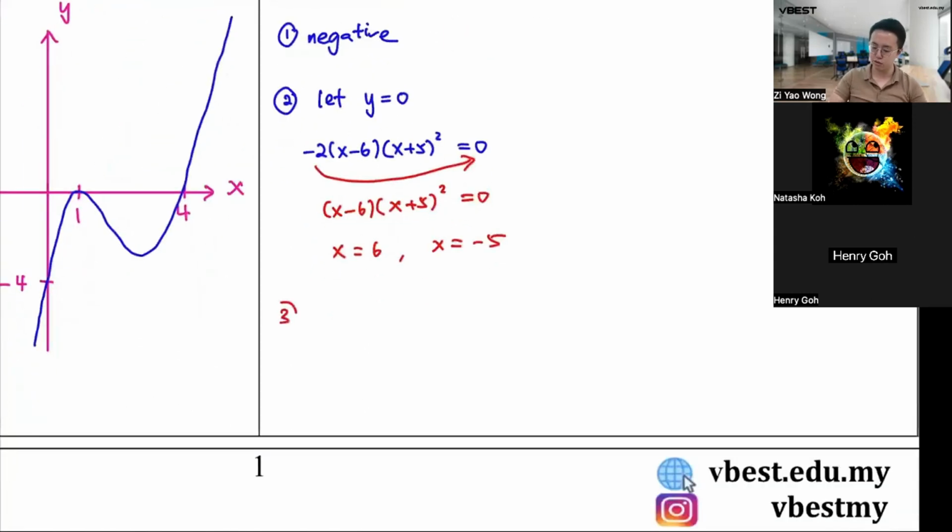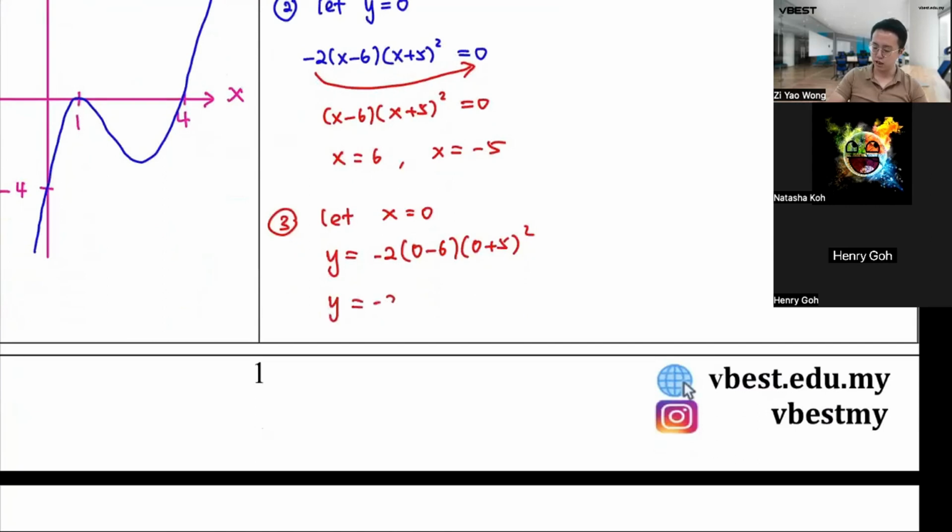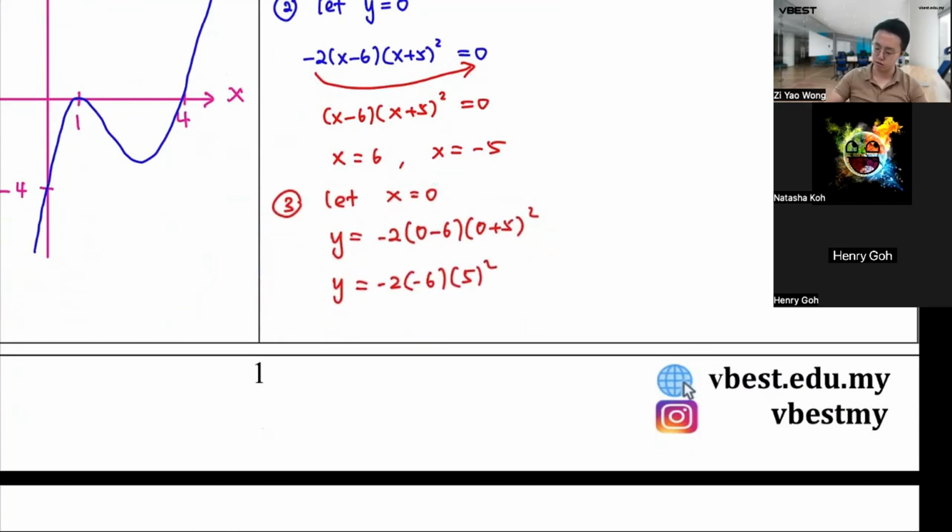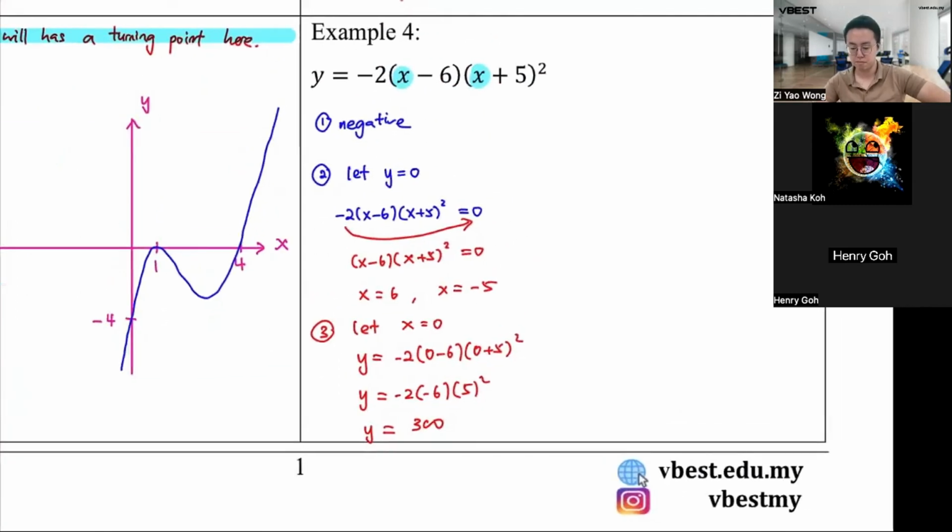And the third thing, you want to find your y-intercept. You let your x equal to 0. So your y equals negative 2 multiply (0 minus 6) multiply (0 plus 5) squared. So you can just do the calculation. Negative 2 times negative 6 times 5 squared. If you try to do the calculation, wow, it's quite a big number. So I believe that you will be getting 2 times 6 times 25, get an answer equal to 300. Wow. But it's correct. So this is a step you guys will remember here.